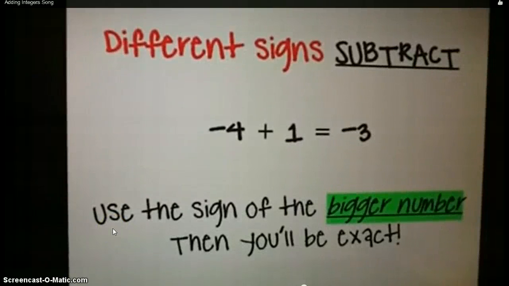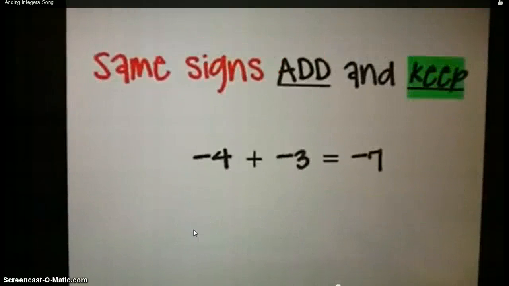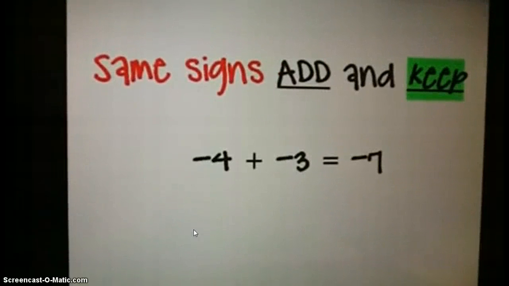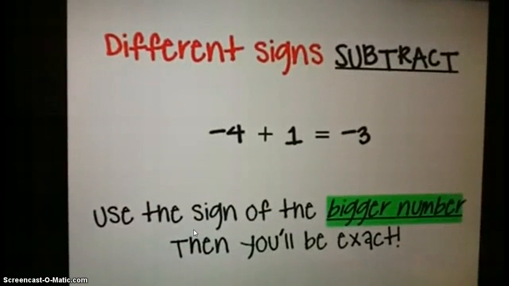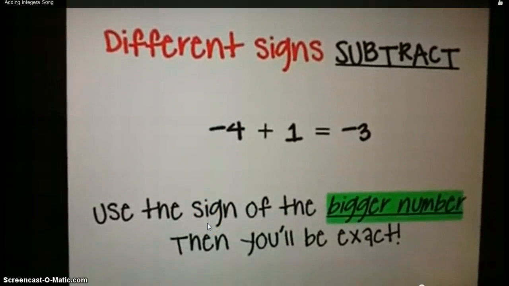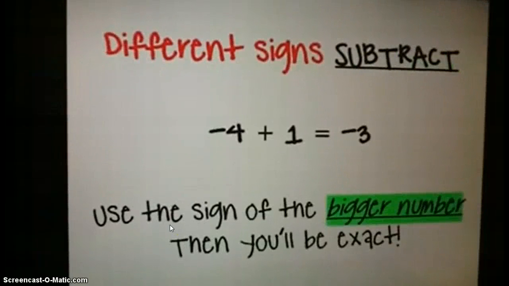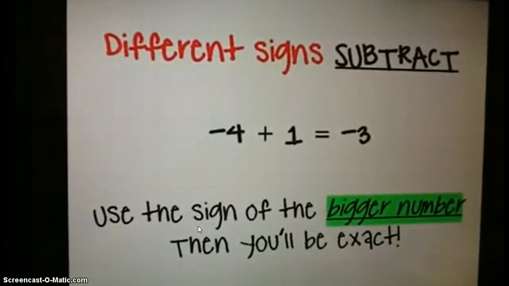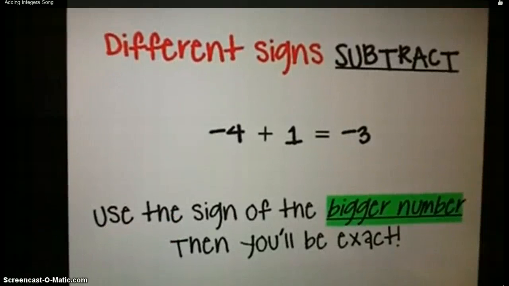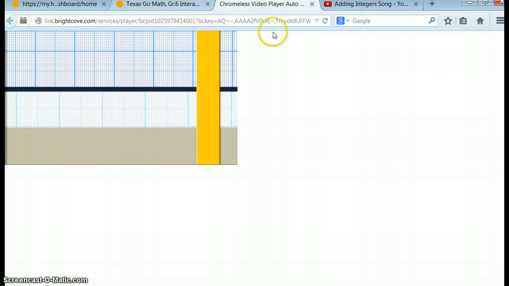Use the sign of the bigger number, then you'll be exact. Same signs add and keep, different signs subtract. Use the sign of the bigger number, then you'll be exact. Same signs add and keep, different signs subtract. Use the sign of the bigger number, then you'll be exact.